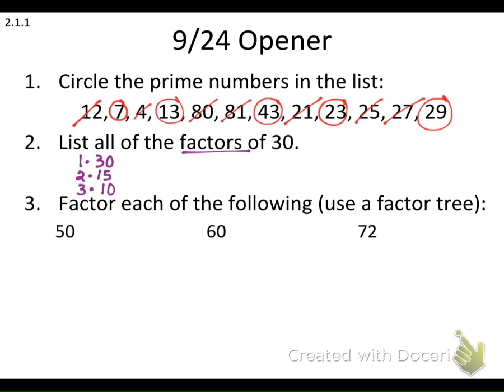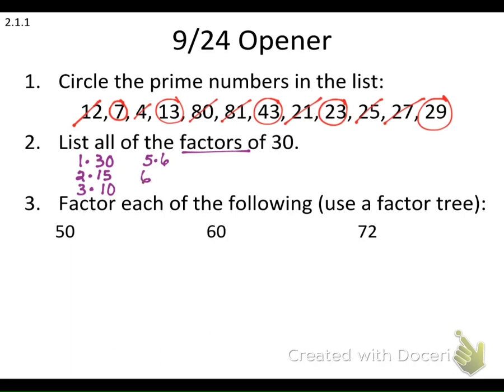What about 4? Can I multiply 4 times something to get to 30? Look at your multiplication tables if you don't know. Can I take 4 times something to equal 30? No. So I have to erase that. Okay. What about 5? Can I take 5 times something to equal 30? Yeah. Then what's my next number after 5?